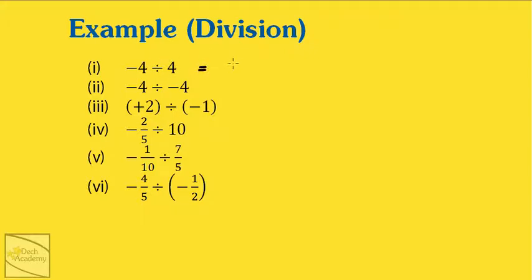Minus 4 divided by 4. We can write this as minus 4 over 4. Now 4 in 4 is 1, and 4 in 4 is 1. So we're left with minus 1 over 1. 1 over 1 is the same thing as 1. So I'll just write the minus sign, and then instead of 1 over 1, I'm just going to write 1. And that's the answer. For part 2, we have minus 4 divided by minus 4.